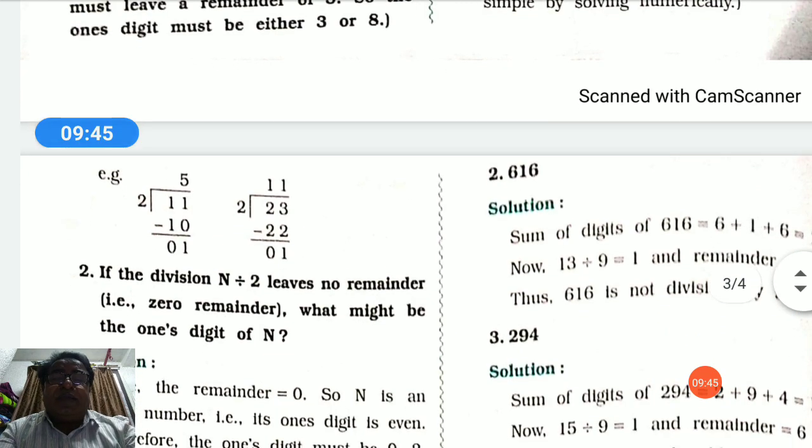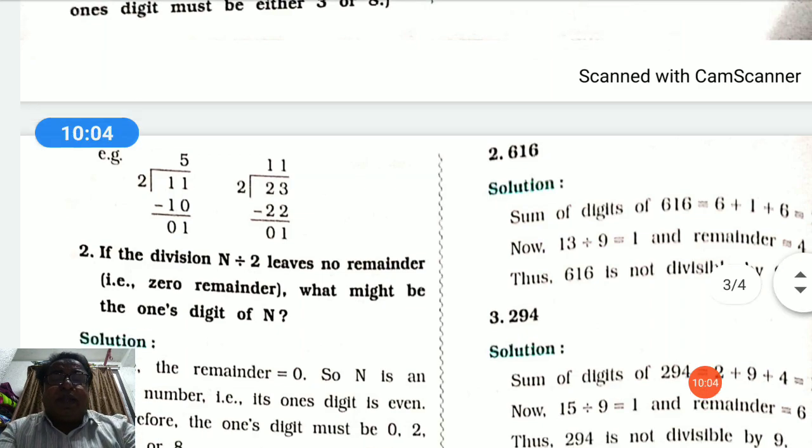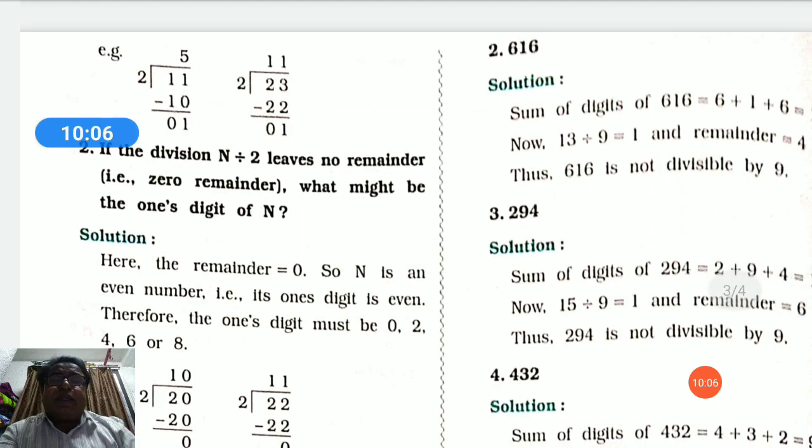Example, 11 divided by 2. 2 fives are 10. Remainder is 1. 23 divided by 2. 2 elevens are 22. Remainder is 1. If the division n divided by 2 leaves no remainder, that is 0 remainder, what might be the ones digit of n?